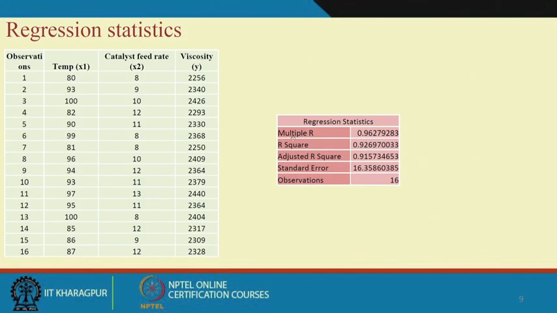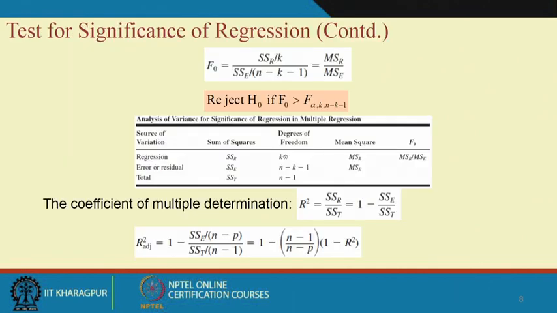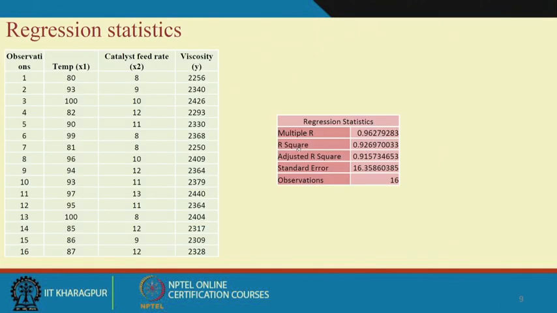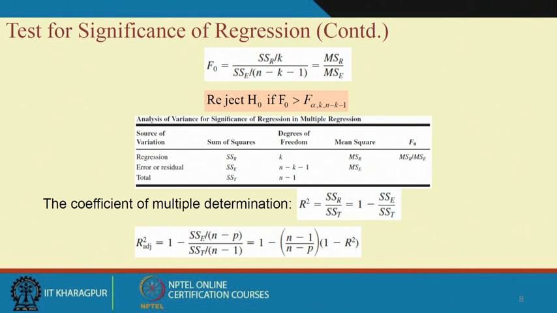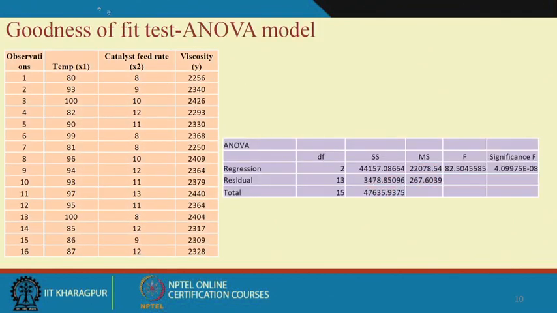Fine, you just see that multiple R, 0.96. R square is SSR by SST. So, R square value is 0.92, adjusted R square 0.91, standard error is 16.35, observations 60. R square and adjusted R square both are more than 0.9, so we can say that the data is a good fit to the regression model.